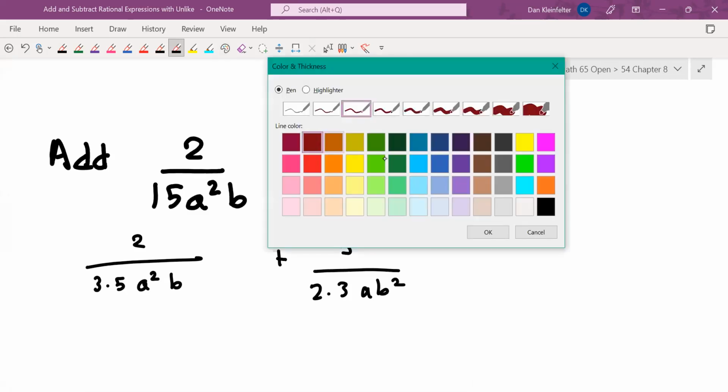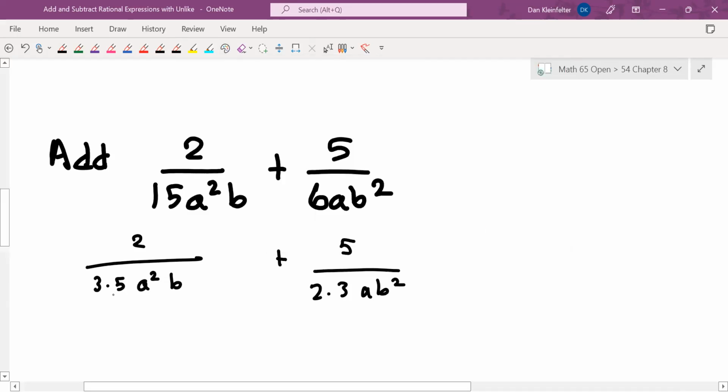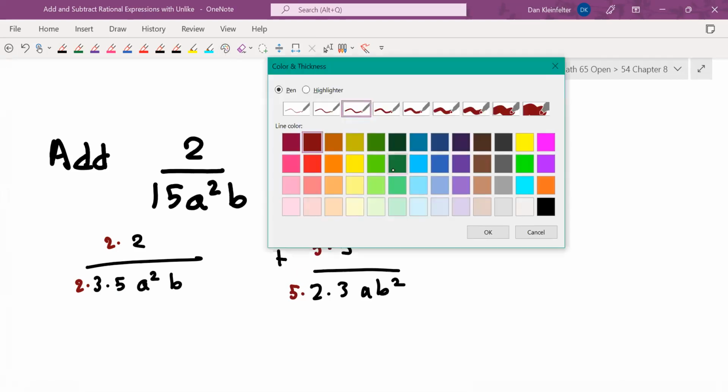So then we need to, again, look and see which factors are missing. Numbers first. They both already have a 3. But the fraction on the left does not have the 2 that the fraction on the right has. So we're going to multiply the top and bottom by a 2. And then the fraction on the right has 2 and a 3, but it doesn't have the 5 that the fraction on the left has. So we're going to multiply the top and bottom by a 5. Okay, so that takes care of the number parts.